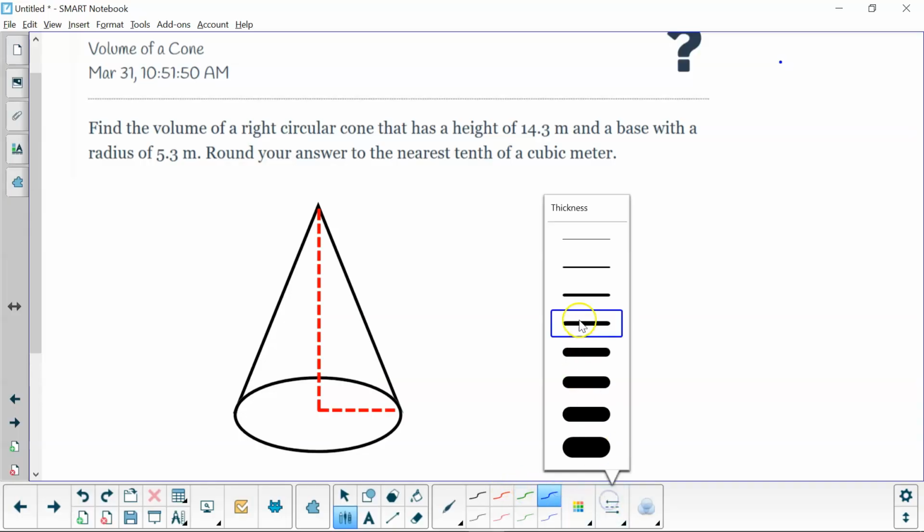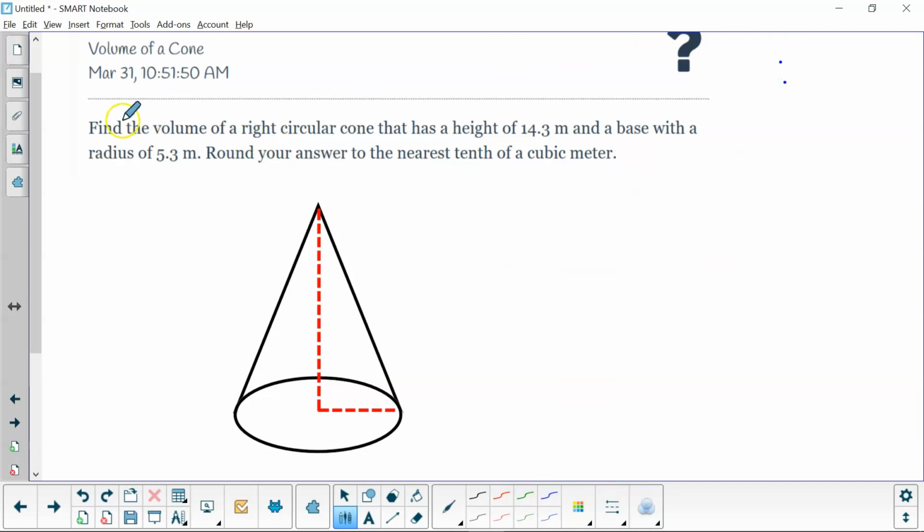Okay, so in our next problem, we're dealing with a cone, and we're looking at a Delta Math problem again. It says, find the volume of a right circular cone that has a height of 14.3 meters. So our height is going to be right here, and then a base with a radius of 5.3 meters. This is our circular base, and our radius is going to be 5.3 meters. Okay? So what do we do here?